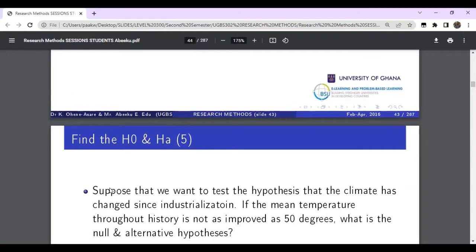Suppose that we want to test the hypothesis that the climate has changed since industrialization. If the mean temperature throughout history is not as improved as 50 degrees, what is the null and alternative hypothesis?